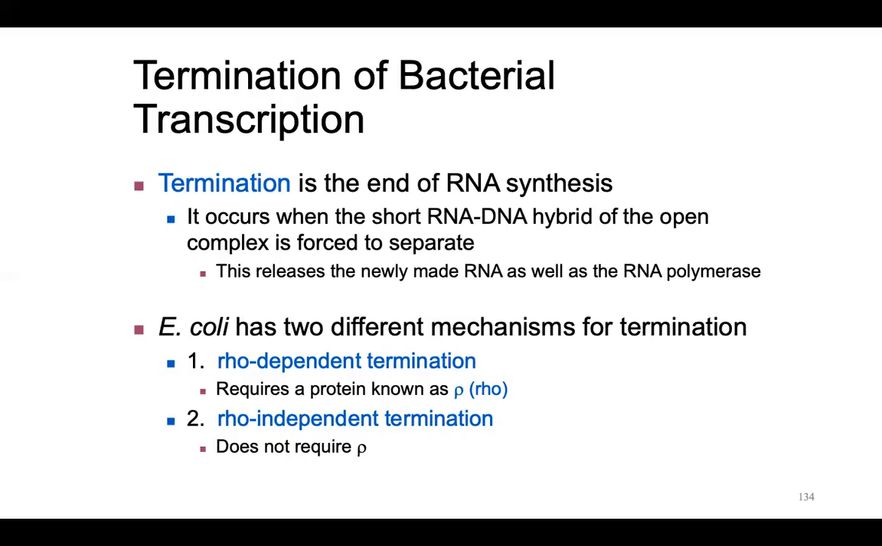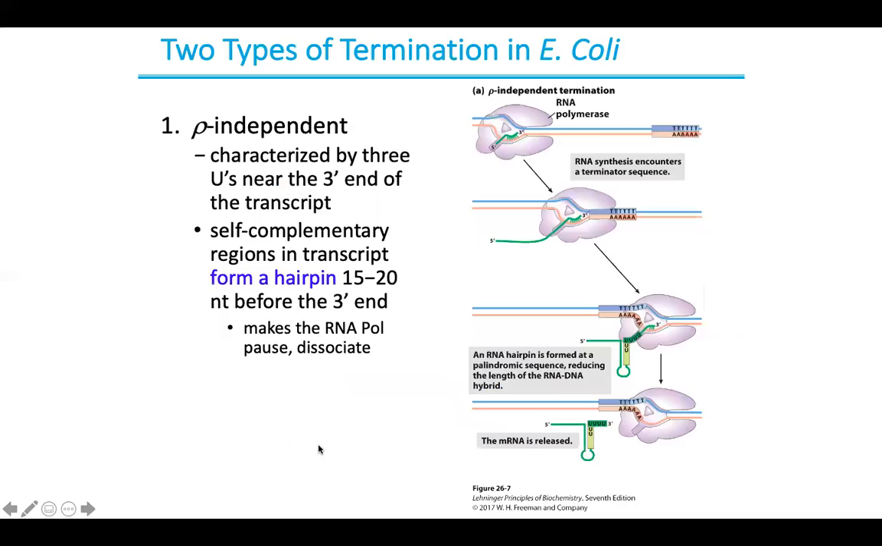And E. coli has two different mechanisms for termination: Rho-dependent termination and Rho-independent termination. Rho-dependent termination requires a protein known as Rho. This symbol, like a P, is actually Rho. Rho-independent termination does not require Rho. So what are Rho-dependent and Rho-independent termination?